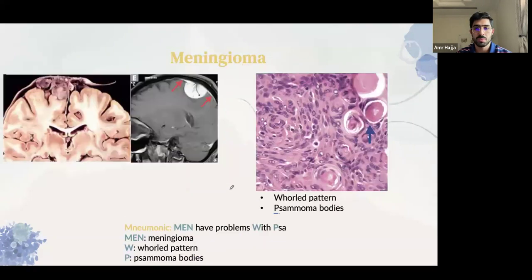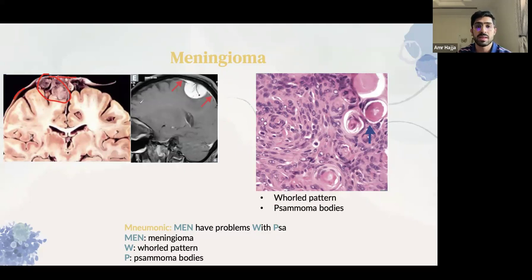Then we have meningioma. Meningioma is basically a tumor of the meningeal cells, arising from the meninges. Here we can see that this is the meninges. Yeah, these are the meninges. And we have the tumor. Basically, this is the tumor here. It's arising from the meningeal cells and compressing the cerebrum.